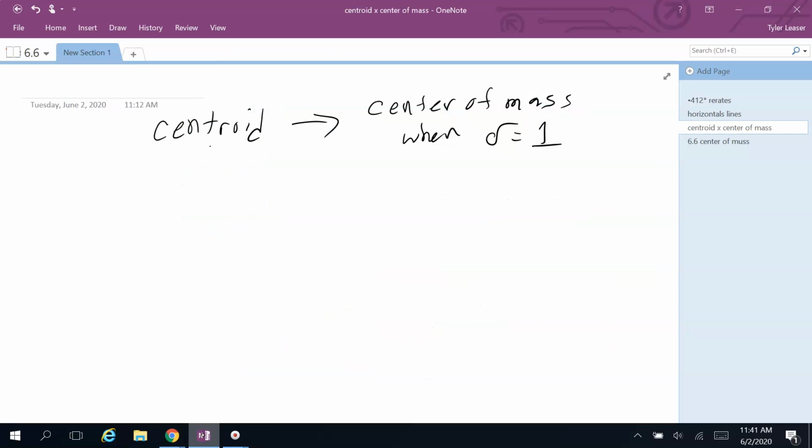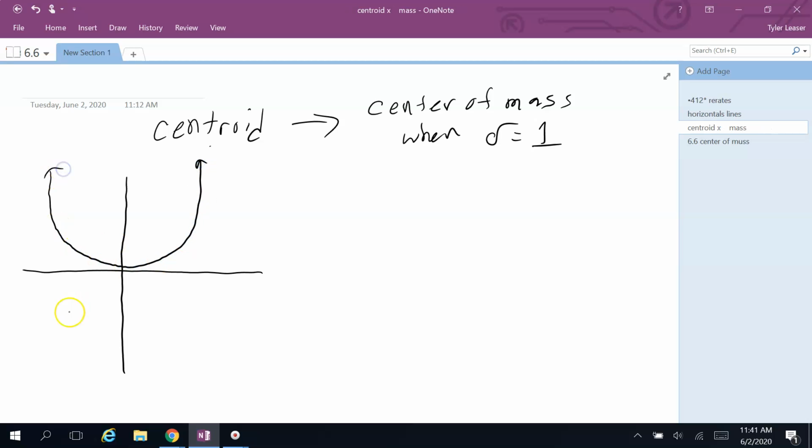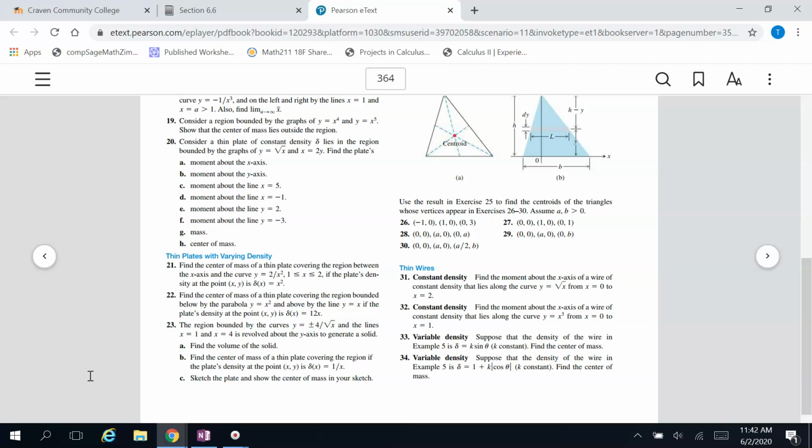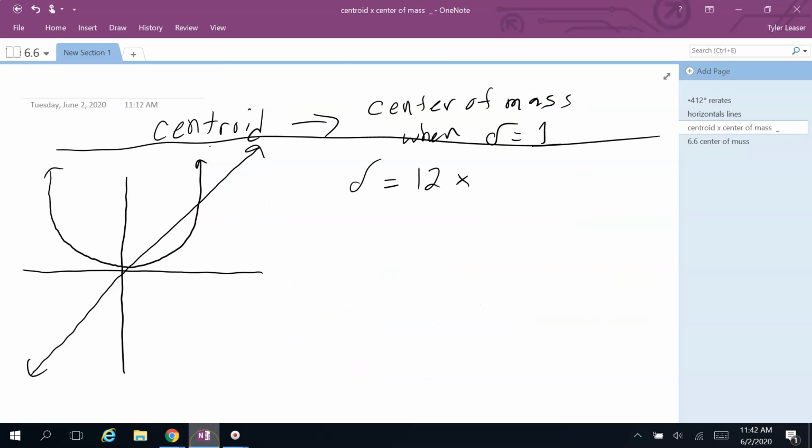Let's go ahead and graph those two things, see what they look like. y equals x squared is going to be the normal parabola. y equals x is going to be the diagonal line. So it looks like we're talking about this region here in between them. All right, remember the other stuff that they gave us was that the density is a function. It's the function 12x. Let me just double check, make sure that looks right. Yeah, okay. And I think that's all we need.